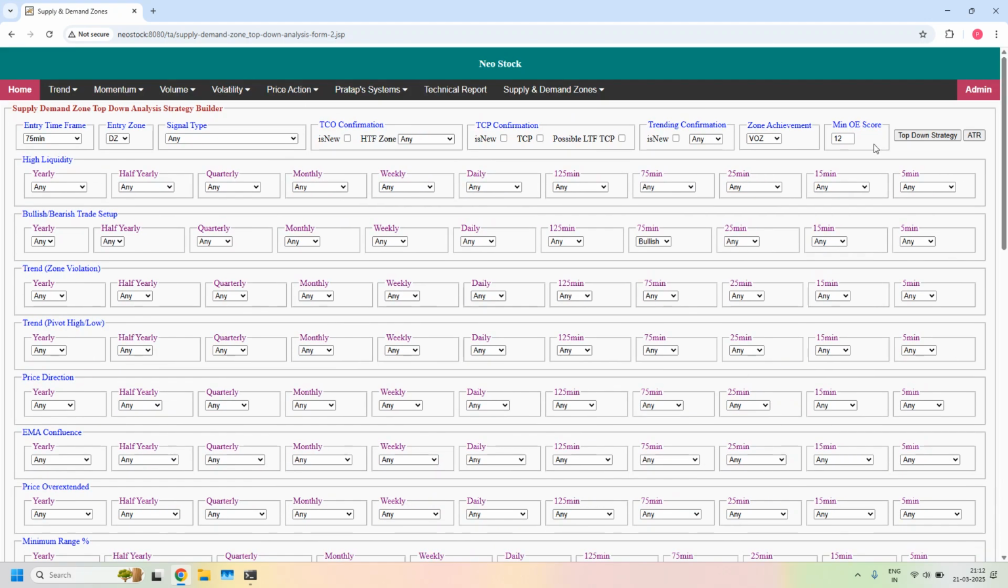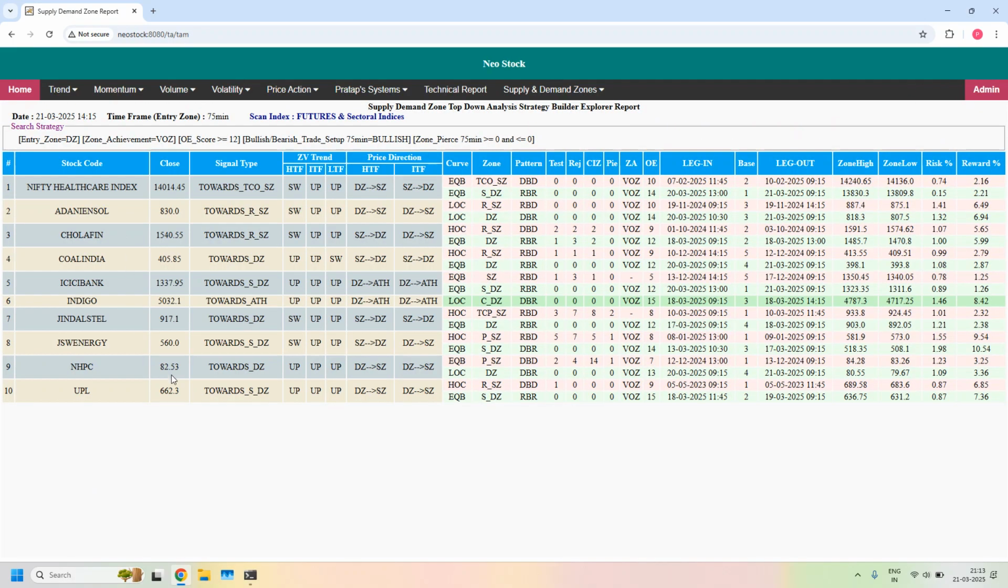So the pierced count filter, minimum odd enhancer score filter, and zone achievement: all three filters will be applied to our 75 minutes demand zone. That's why we selected the 75 minutes demand zone. That is our entry time frame. So let's filter. Now we got 10 stocks. These 10 stocks are currently supporting the bullish trade setup for weekly income trade, and entry time frame zones are 75 minutes demand zones.